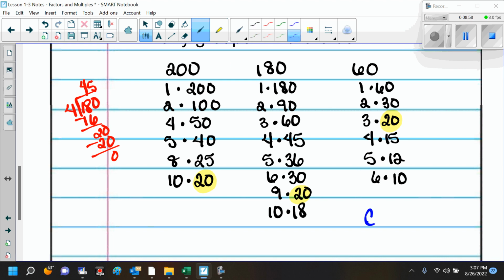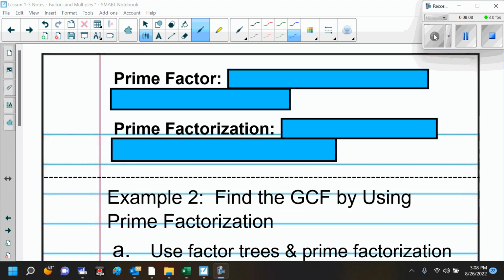Okay, so our GCF is equal to 20. So that's how you find the greatest common factor using lists. Ooh, what a pain in the neck that was, right? So I don't like it. There's a better way to find the greatest common factor, and that is using factor trees, prime factorization. Okay, factor trees and prime factorization.